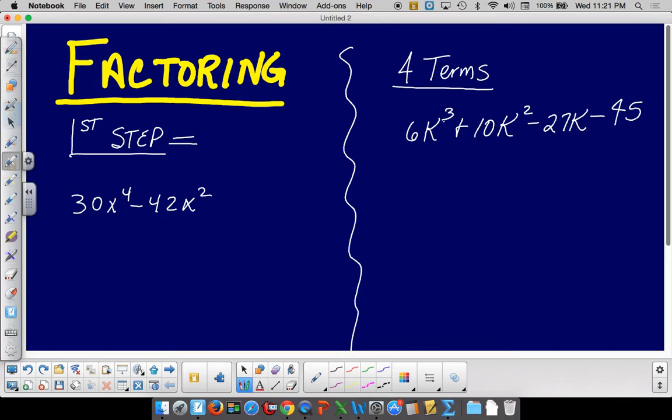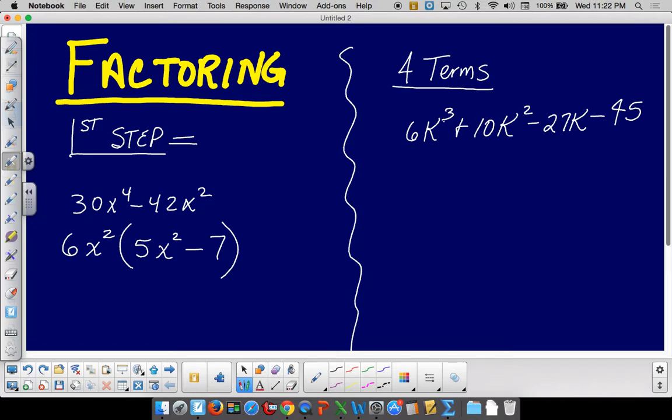Well, hopefully somebody out there is going, hey, 30, 42, they have a common factor. I have x's in both, that's a common factor. So yes, I can pull a 6 out, and with the x's I can pull out the smaller power, which is x squared. Now once I pull that out, what will be left? Take 6 out of 30, you got 5. Take x squared out of x to the fourth, and you have an x squared left. Over here, 6 comes out of 42 and leaves us with 7, and the entire x squared would be gone.